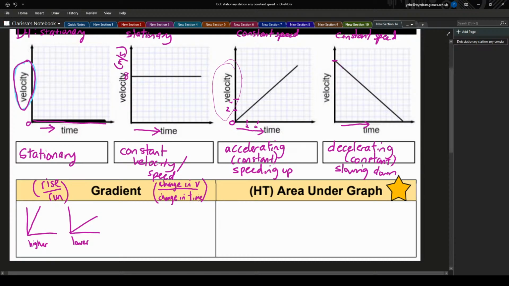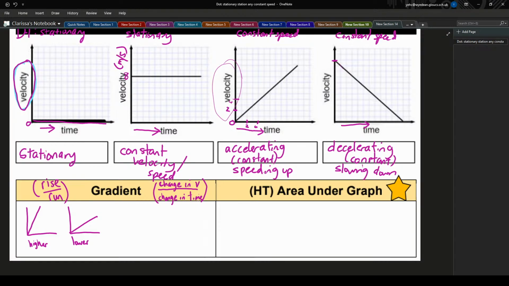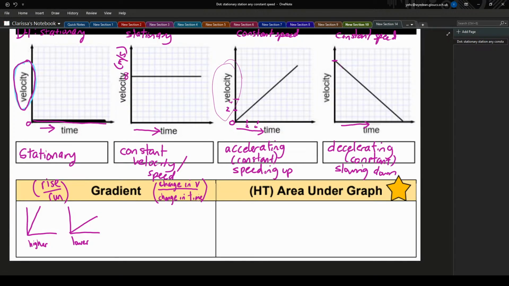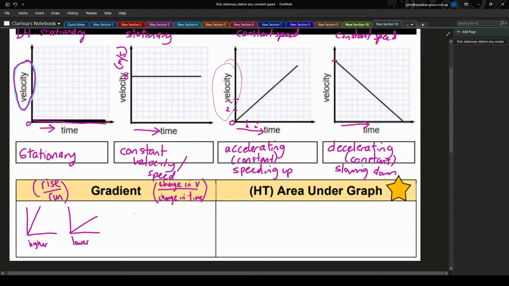Think back to last lesson now. What is the value that you can calculate through change in velocity over time? Remember, last lesson we calculated a bunch of acceleration questions, and the acceleration formula, remember, is a equals v minus u over t, which is basically just the change in velocity over time.